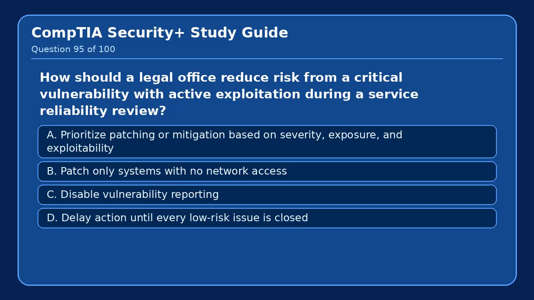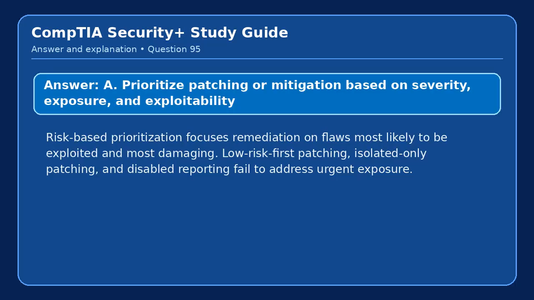Question 98. Why should a city agency separate guest Wi-Fi from internal systems during a quarterly review? A. Segmentation limits what guest devices can reach. B. It guarantees all guests are malware-free. C. It removes the need for encryption. D. It lets guests administer domain controllers. Take a moment to choose your answer. The answer is A. Segmentation limits what guest devices can reach. Segmentation creates boundaries that reduce lateral movement and protect internal resources. It does not prevent endpoint health, replace encryption, or justify administrative access.